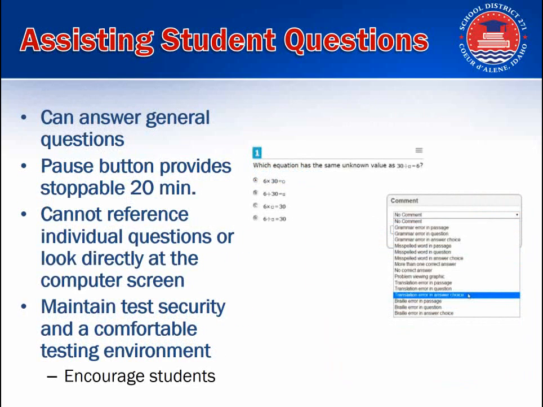Additionally, you will need to assist your students with questions. Some will be simple, such as, can I take a break? And yes, they can take a break, but make sure that you remember that the pause only allows them to stop for 20 minutes, at which point they will not be able to review previous questions. So you might want to encourage them to look over how far they've come before pausing.